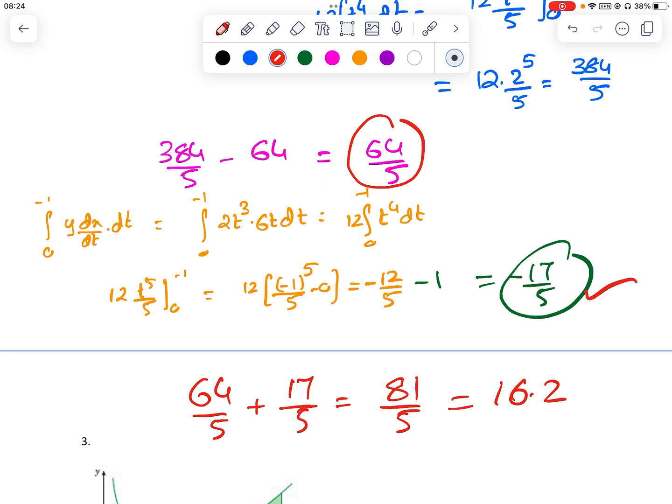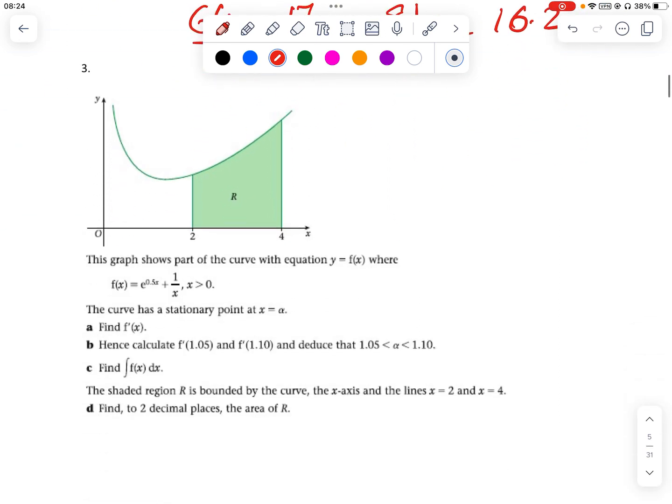So you have to be very careful because when you are finding the area below the curve, it will be negative. But while adding, we want to find the total area, which is positive. Make the negative area positive.